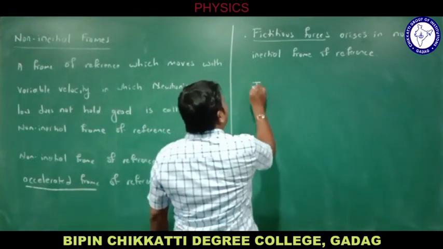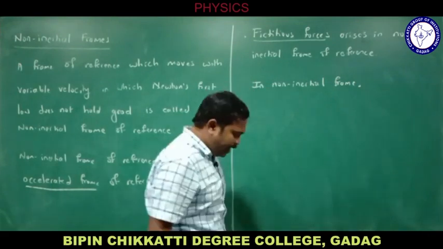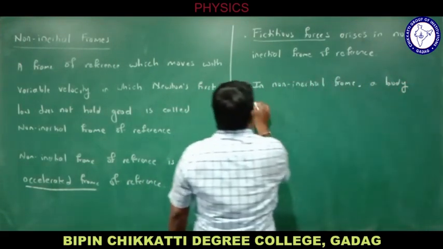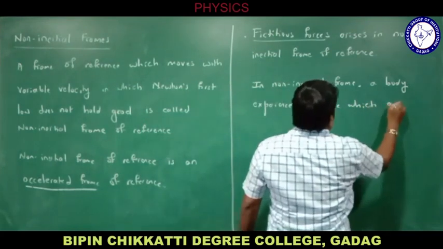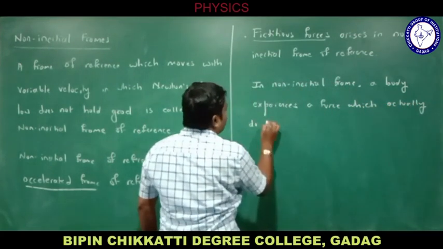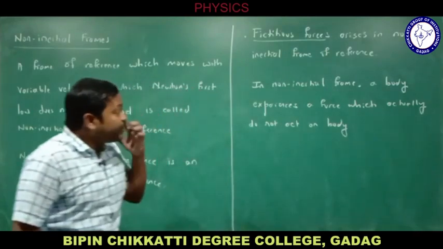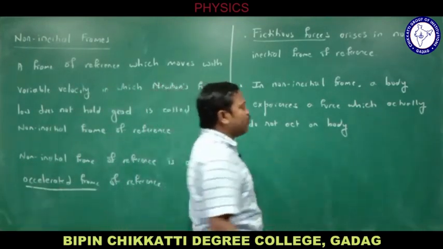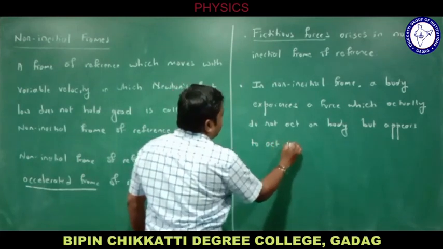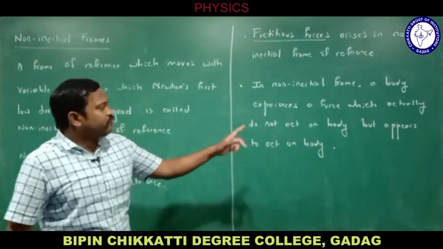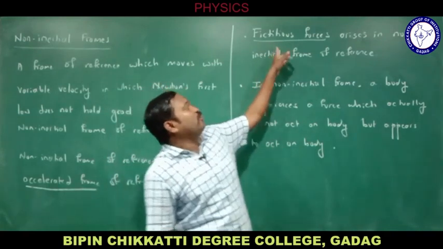Okay, let me write that point now. In a non-inertial frame, a body experiences a force which actually does not act on the body, but appears to act on the body. In a non-inertial frame of reference, a body experiences a force which actually does not act on a body but appears to act on a body. So this kind of force is called a fictitious force.